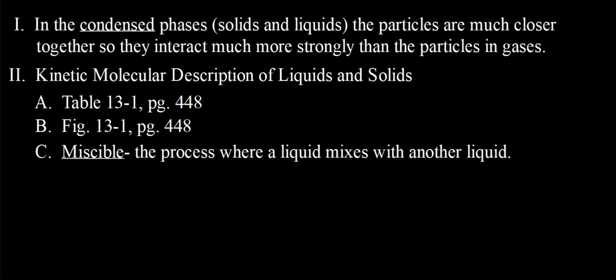A little vocabulary term here: a process where a liquid can mix with another liquid is called miscible, or miscibility, the ability of a liquid to mix with another liquid. The opposite of this, immiscible, is where two liquids don't mix. An example of immiscible substances would be oil and water.